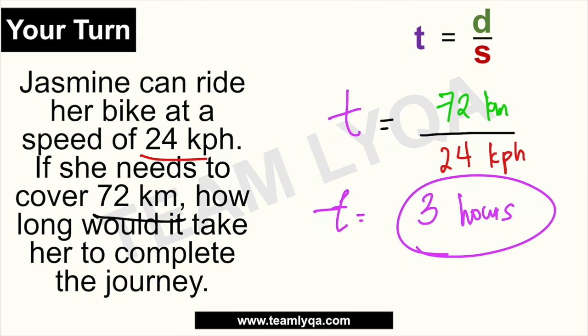Now, saan galing yung hours na ito? Again, the idea here is even yung units, nag-a-apply din yung rules sa kanila. So, if we have kilometers over kilometers per hour, ang mangyayari dyan would be yung kilometer and kilometer will cancel themselves. Tapos, yung hour, which is nasa ilalim, dahil ang division ay imumultiply mo siya sa reciprocal, mapupunta yung hour sa taas. So, the answer is 3 hours.